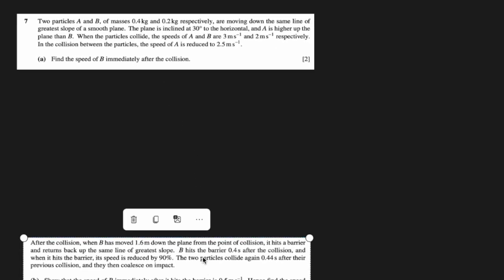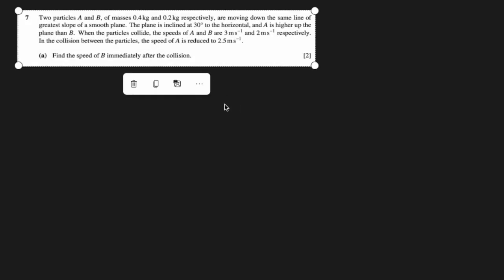Two particles A and B of mass 0.4 kg and 0.2 kg respectively are moving down the same line of greatest slope. Which one is up and which one is down, we don't know. So for the time being, let's draw two points here. Let's write here A is 0.4 kg and B is 0.2 kg, moving down the same line of greatest slope.